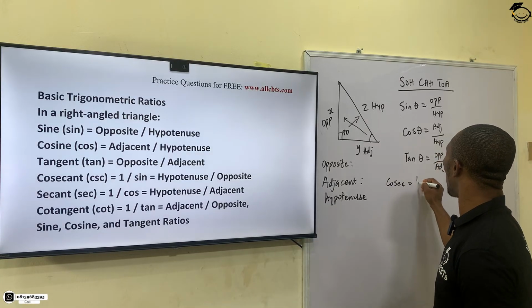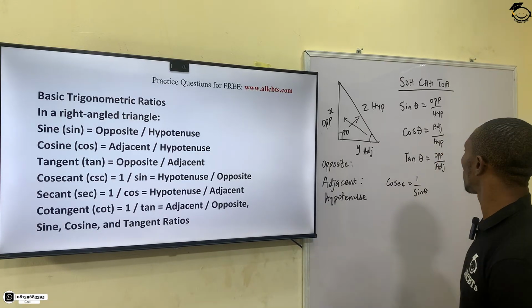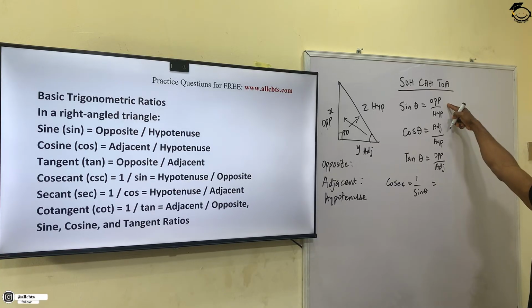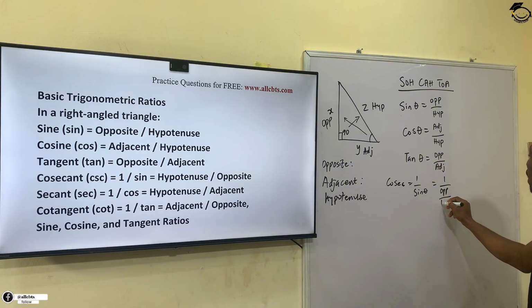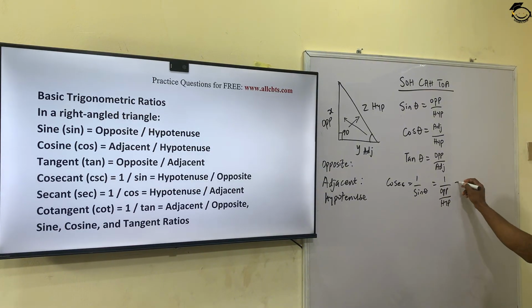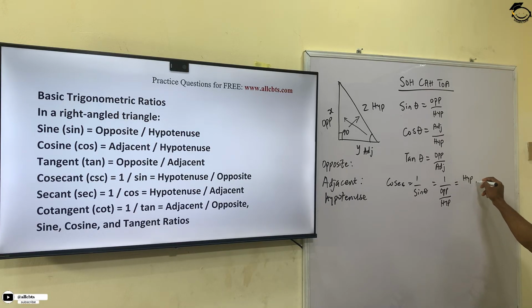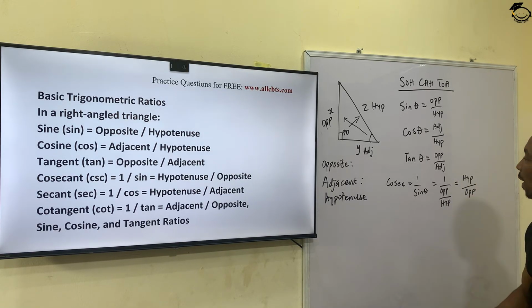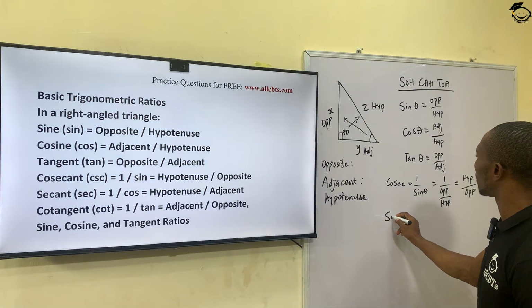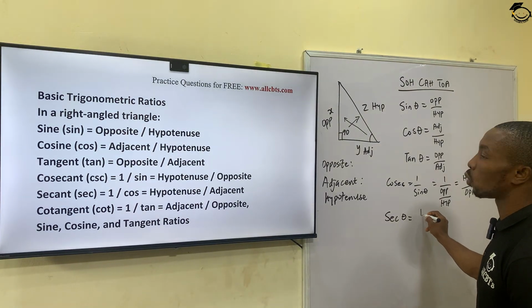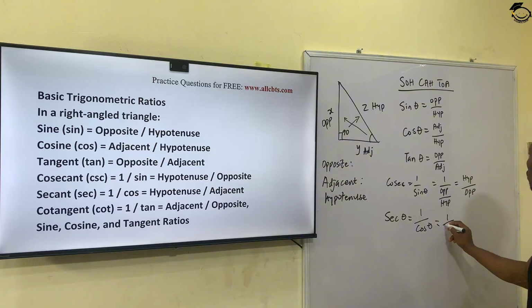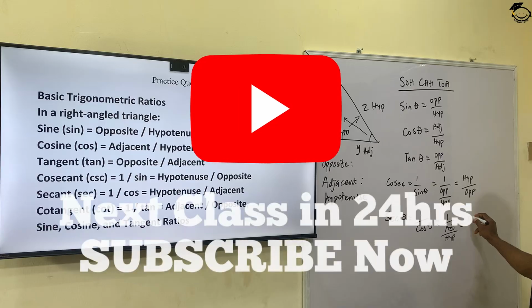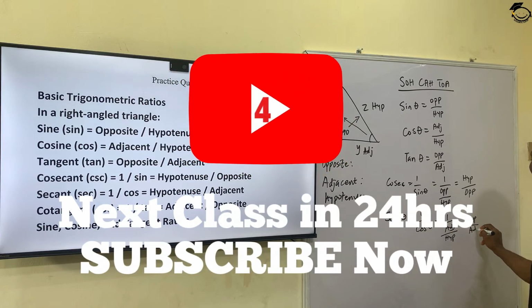Now, we have our cosec as 1 over sine theta. If sine theta is opposite over hypotenuse, this becomes 1 over opposite over hypotenuse. So if we take the inverse of this, it becomes hypotenuse over opposite. Now, sec theta is 1 over cos theta, which is 1 over adjacent over hypotenuse, which gives us hypotenuse over adjacent.